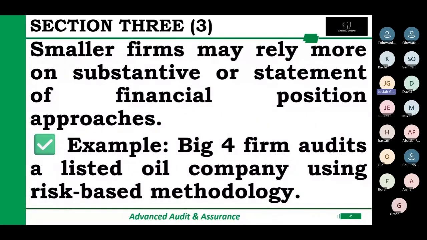Smaller audit firms may rely more on substantive or the statement of financial position approach. Looking at the kind of clients those small firms attract, they will hardly attract big clients. So most of them would restrict their approach to either substantive or SFP approaches. An example here is a Big Four firm auditing a listed oil company. Mostly they will not use the SFP approach. They will use a risk-based methodology approach.